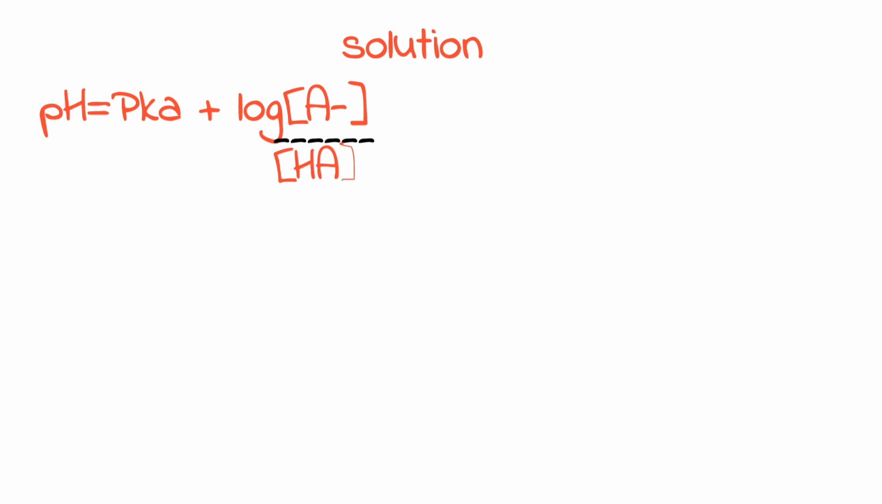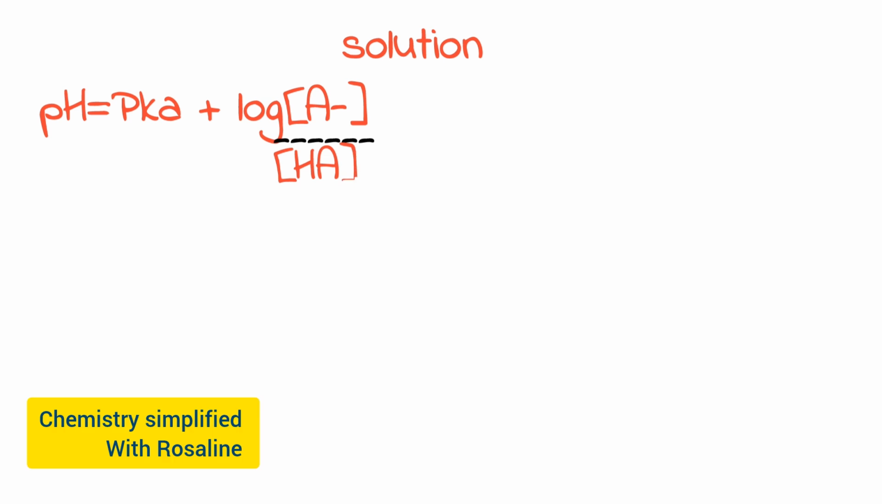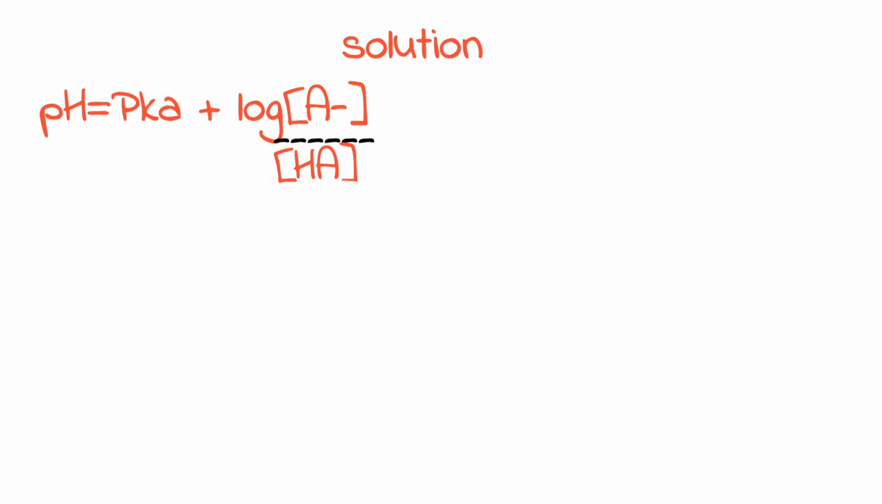We know that a buffer solution is usually made up of a weak acid and its conjugate base, or a weak base and its conjugate acid. In this case, we have a weak acid and its conjugate base. The acid is propanoic acid and the base is sodium propanoate. Going back to our equation, pKa is the acid dissociation constant. A minus is the concentration of the conjugate base, which is sodium propanoate, and AH is the concentration of the weak acid, which is propanoic acid.